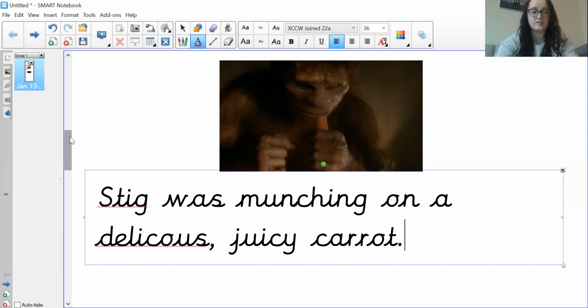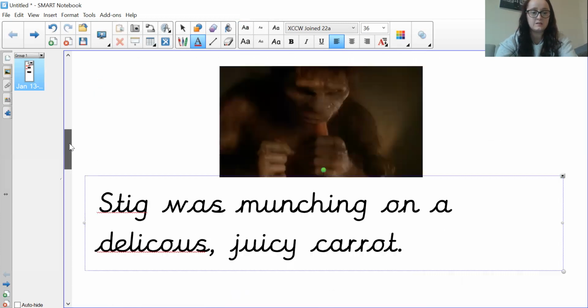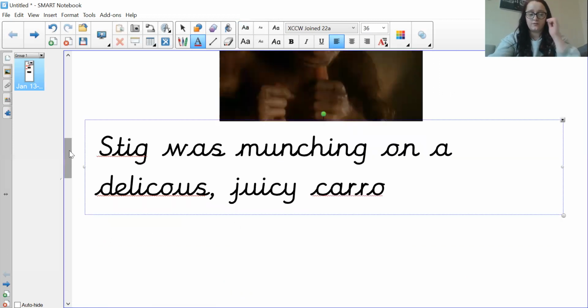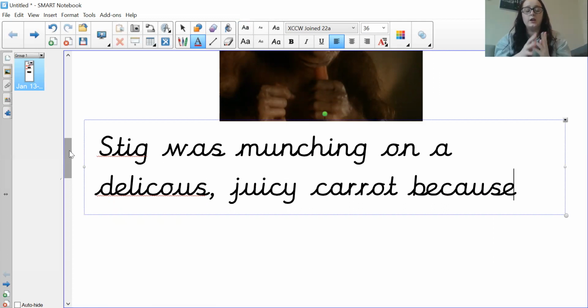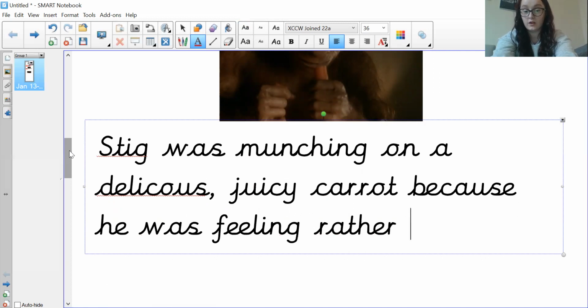Let's go all the way up to the top again and have a look at those conjunctions. What conjunction could I use? We've got to remember it needs to make sense. I think because would fit in perfectly, don't you? Let's go down then. We need to get rid of my full stop and let's write because. So, Stig was munching on a delicious juicy carrot because he was feeling rather hungry. And there we have it.